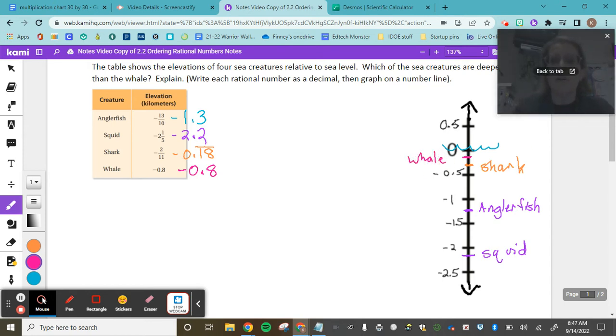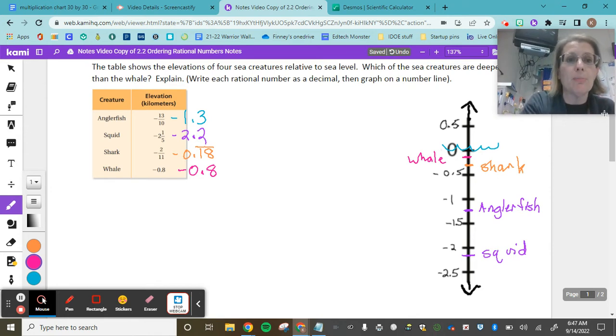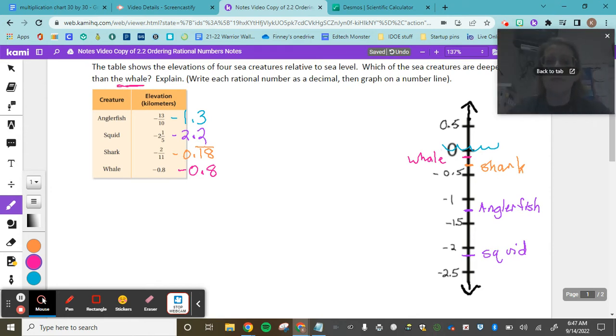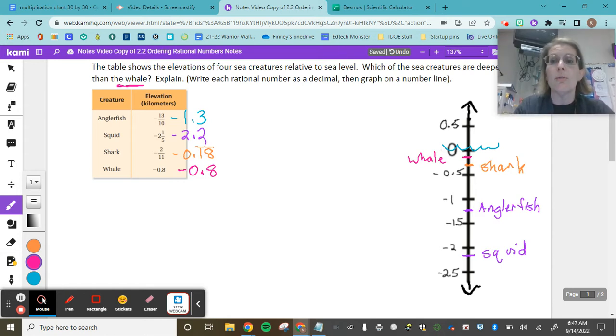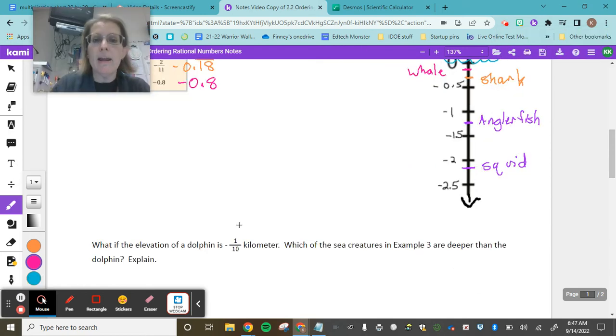So now we need to answer the question, which of the sea creatures are deeper than the whale? On your Edpuzzle video, choose. You are going to be choosing more than one option. So choose all the options of animals that are deeper than the whale. Now we have an extension.